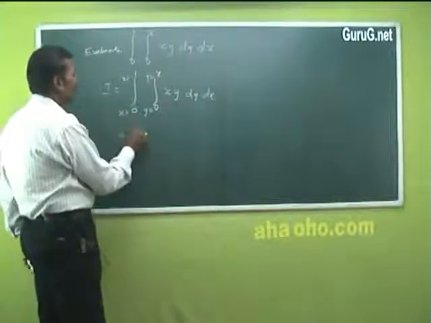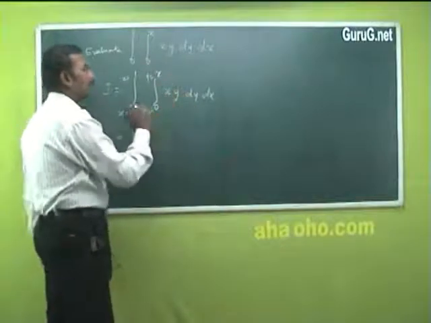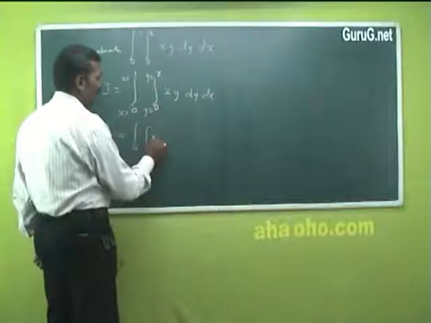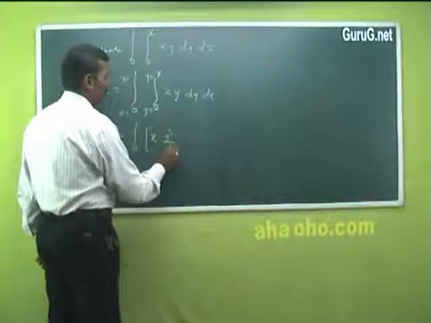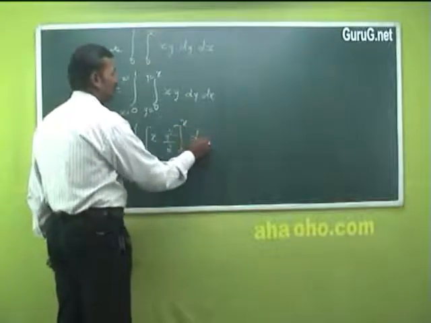So now integral 0 to 1, integrate with respect to y, keeping x as constant. Now what will we get? x is a constant. You integrate y, y squared by 2, then 0 to x, into dx.